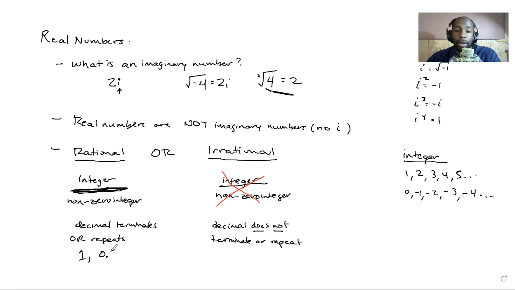0.5 is an integer. Now, I know what you might be thinking, but it's not a whole number. Now, remember, we're not talking so much about integers right now. We are talking about rational numbers.